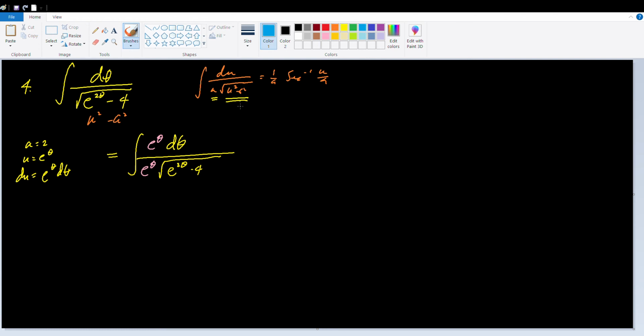So let us write that. This is my du over u square root of u squared minus a squared. So we just have to write our final answer, 1 over a, 1/2 arcsecant of e raised to theta all over 2 plus c. Okay?